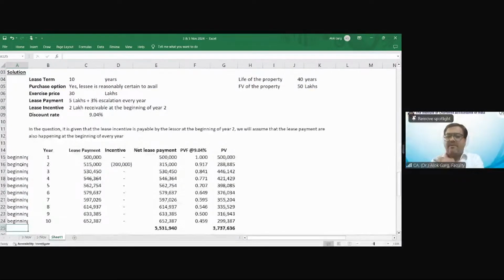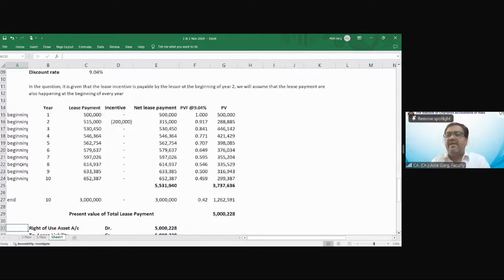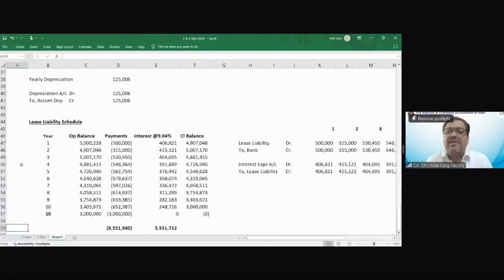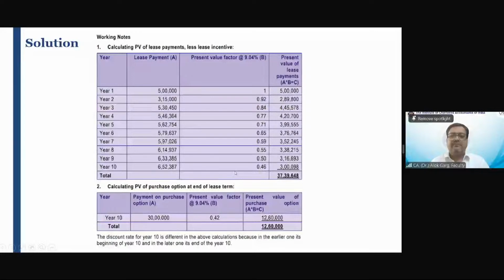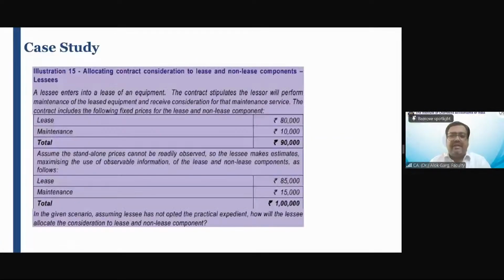What is the entry after 10 years? This 30 lakh rupees payment has to be made. Again, lease liability account debit to bank account. Same 30 lakh. Okay. So this was illustration number 31. Let's again go back to the presentation. This lease and non-lease component I'll cover later on.